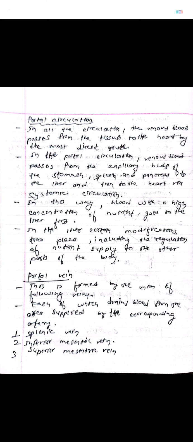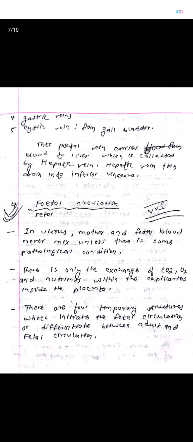Portal vein. This is formed by the union of the following veins, each of which drains blood from the area supplied by the corresponding artery: splenic vein, inferior mesenteric vein, superior mesenteric vein, gastric vein, cystic vein from the gallbladder. This portal vein carries blood to the liver, which is collected by the hepatic vein. The hepatic vein then drains into the inferior vena cava.